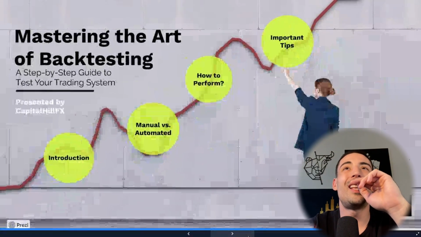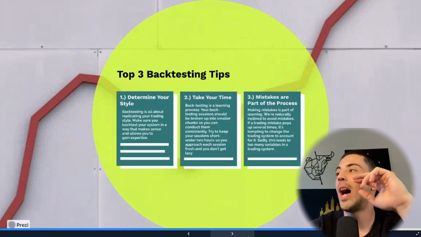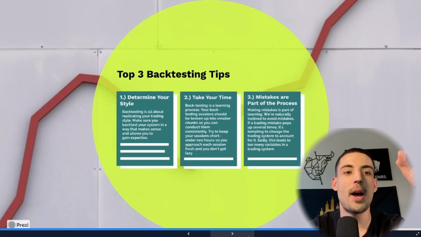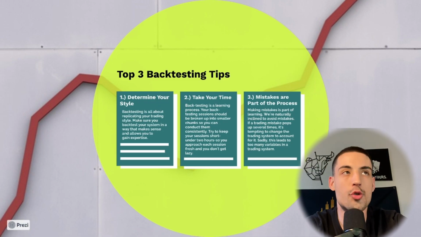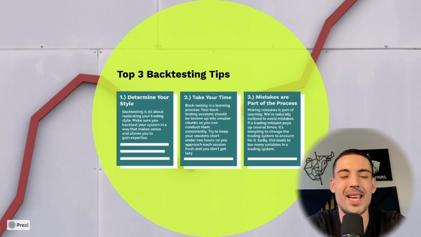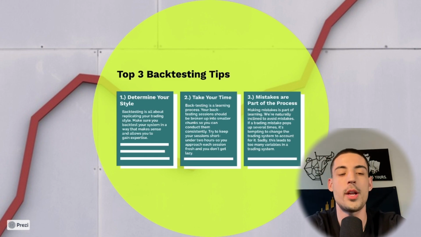So now we're going to go with the last, which is important tips. So top 3 backtesting tips that I could advise you. Number 1, determine your style. Backtesting is all about replicating your trading style. Make sure you backtest your system in a way that makes sense and allows you to gain expertise. So make sure you're starting off by picking out what type of trading style you are going to adapt. Are you going to be a scalper? Are you going to be a swing trader, a day trader, a position trader? What type of trader are you going to be?